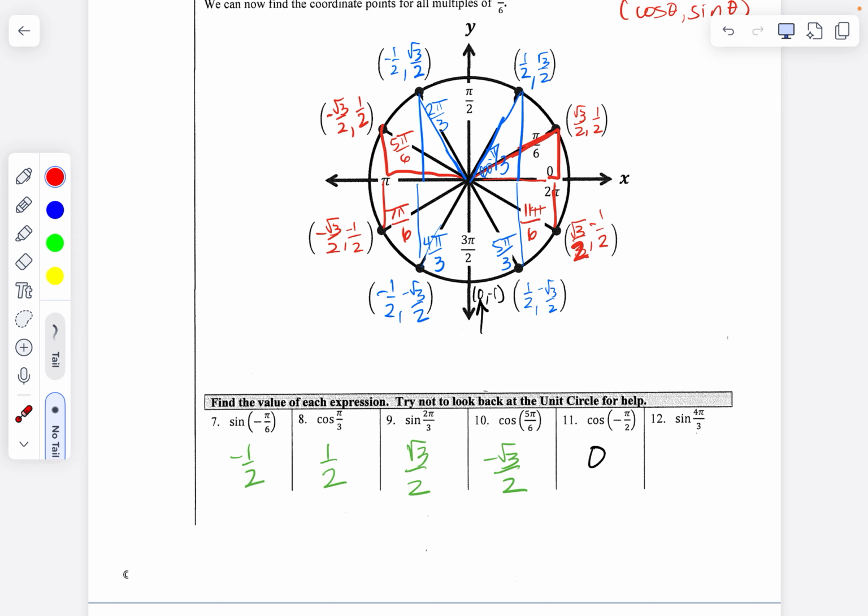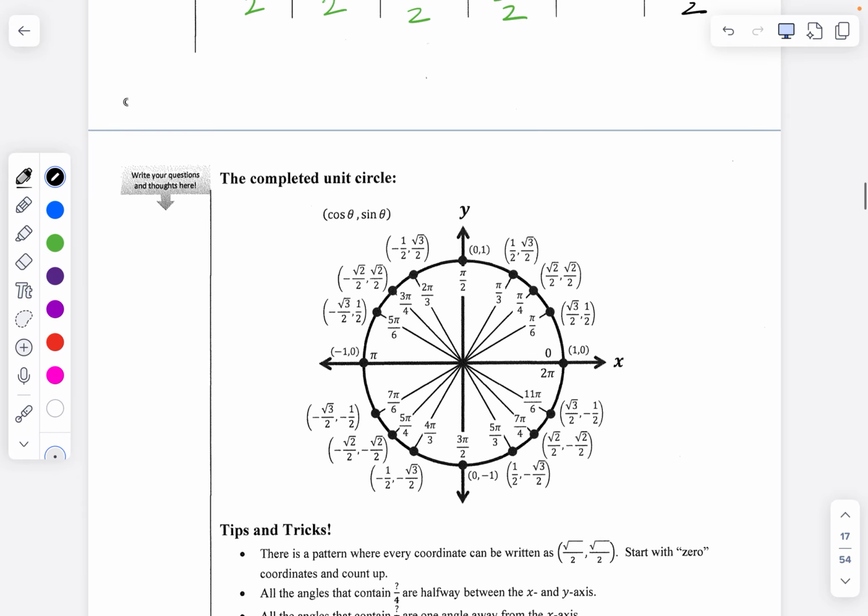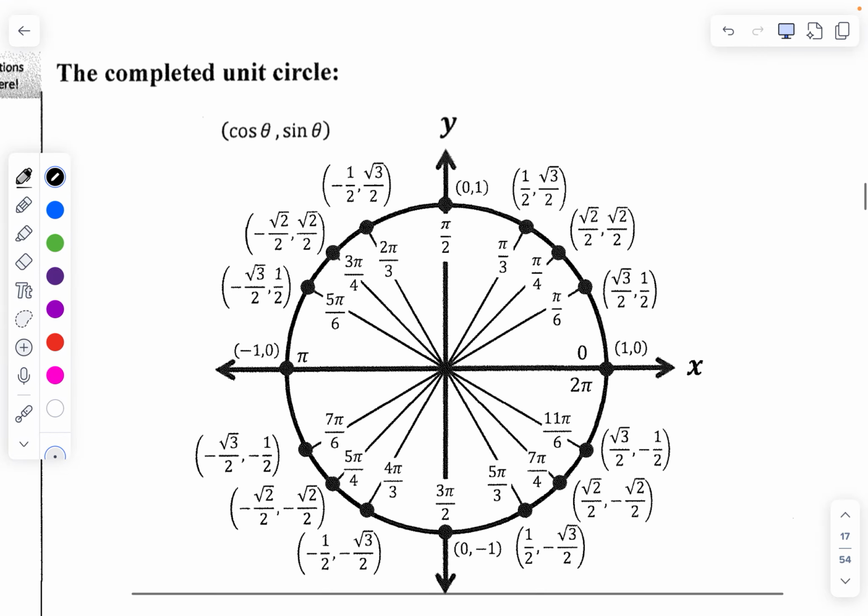And then sine of 4 pi over 3. So if I look at 1, 2, 3 pi over 3, here's 4 pi over 3. And the sine of that is the y value, negative root 3 over 2. Okay, this is the complete unit circle. We're going to have a bunch of different ways that you're going to memorize this.